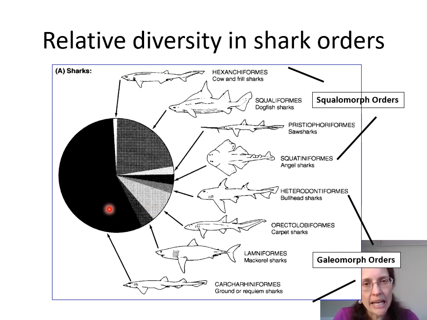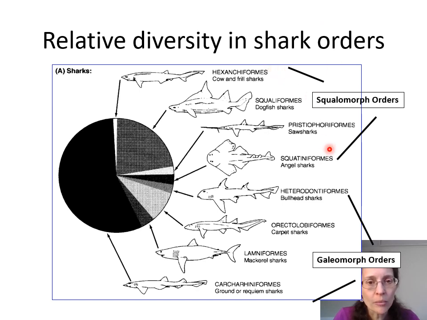And they have those main characteristics, right? We have our 5 gill openings. We have an anal fin. We have that suborbital shelf, reduced spiracle, generally have 2 dorsal fins, and we have that similar pectoral fin structure that we share within the group of galeomorphs.